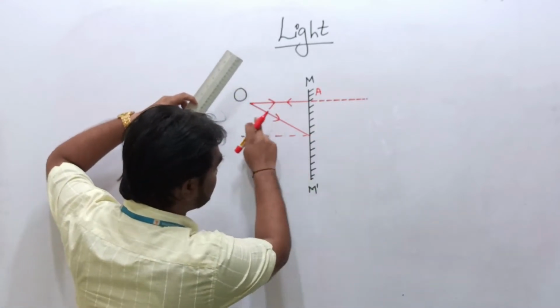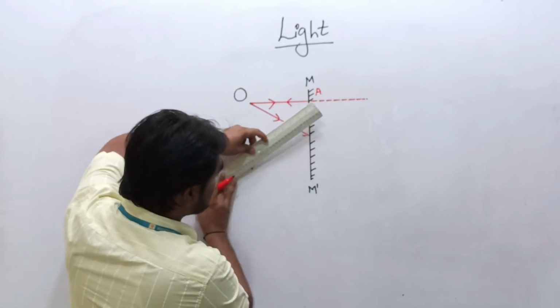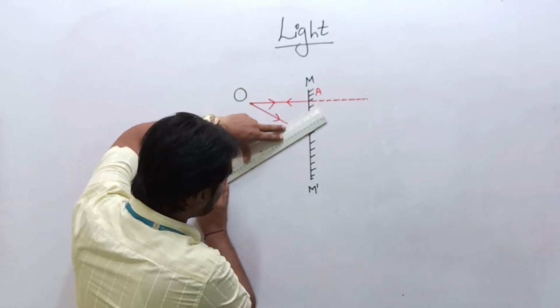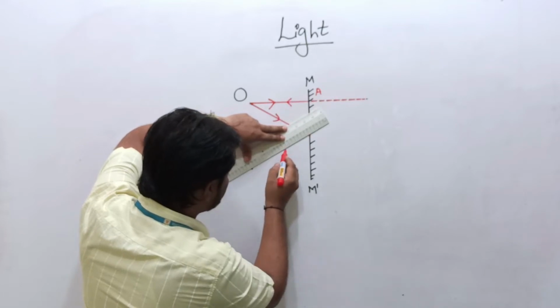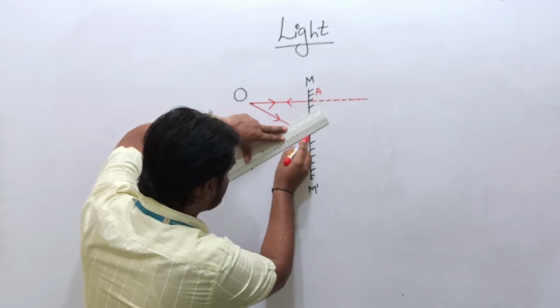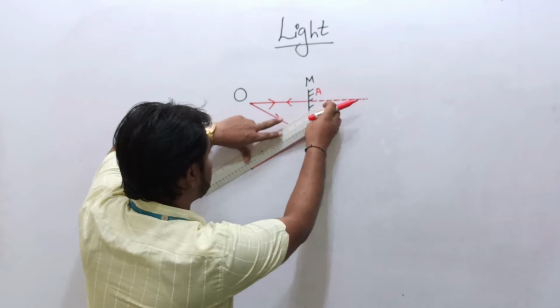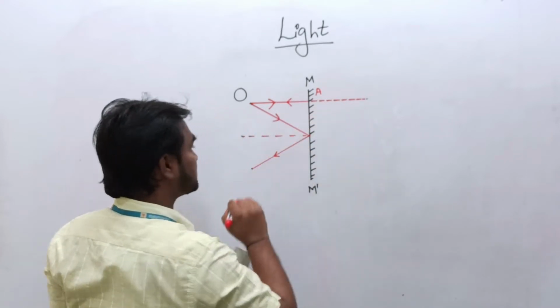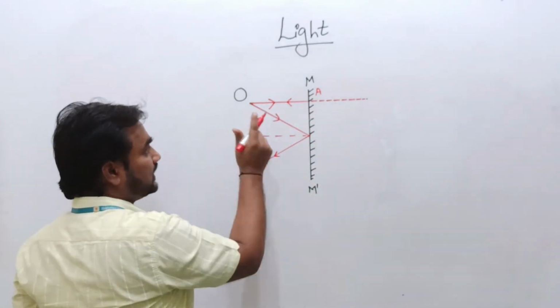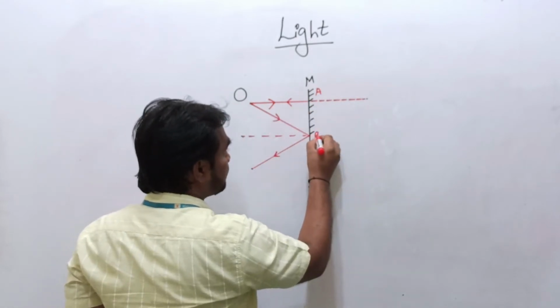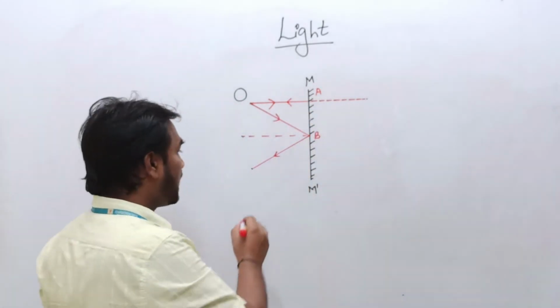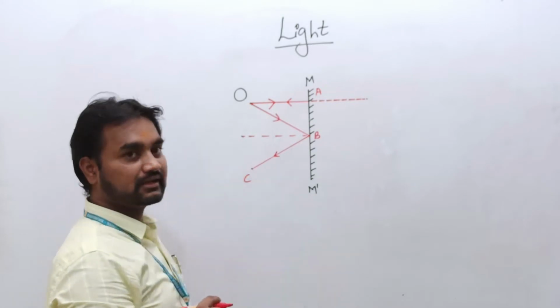As this incident ray hits the mirror, it is going to reflect back. And this is the reflected ray. So one incident ray is OA, the second incident ray is OB, and BC is the reflected ray.